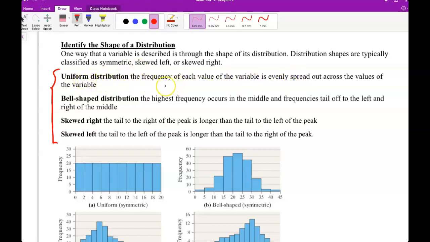For uniform distribution, we have same frequency, exactly same number for frequency. The frequency of each value of variable is evenly spread out across the values of the variable. So here we have exactly same number for frequency. The next one, bell-shaped.